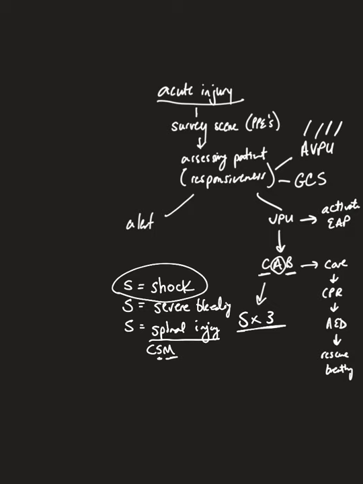If there's problems there, again, we have activated our EAP already, and we might need to help treat shock by keeping them warm or whatever. Severe bleeding by perhaps stopping the bleed, or a spinal injury by stabilizing the area and just waiting for EMS to arrive. With S times 3 after that, what we're looking at is a couple more assessments before EMS arrives.